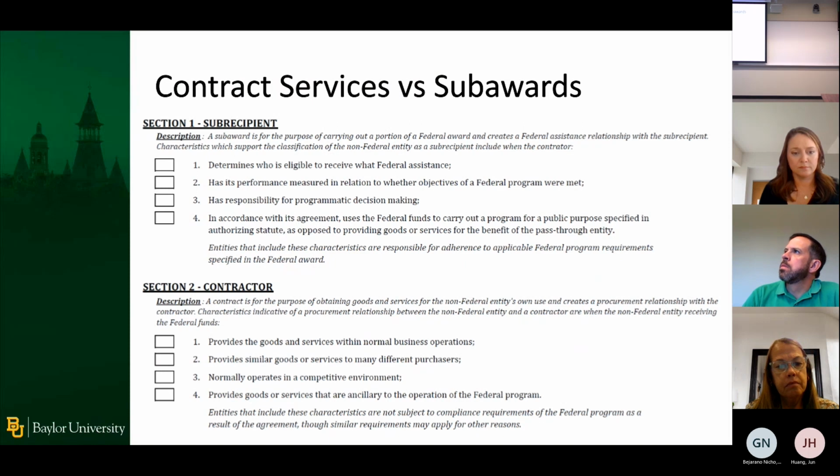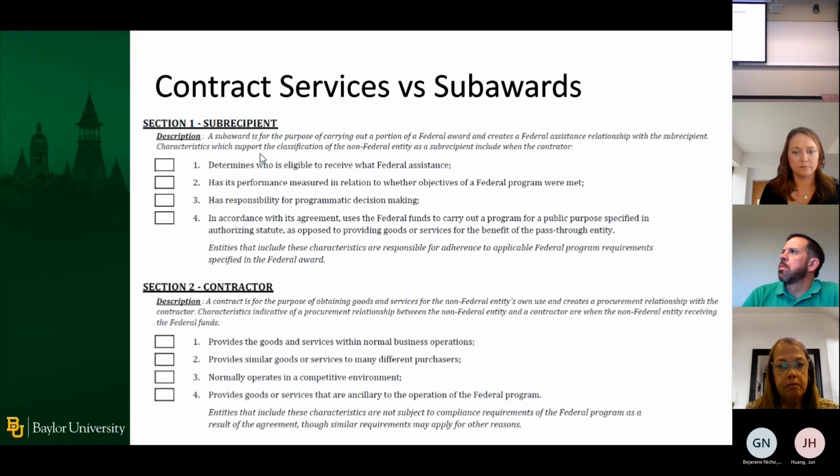So if the whole contracted service is $100,000, if it's a contracted service, we're going to charge 40% on the full $100,000. If it's a subaward, we're going to charge 40% on the first $25,000, and then the $75,000 would be unburdened.